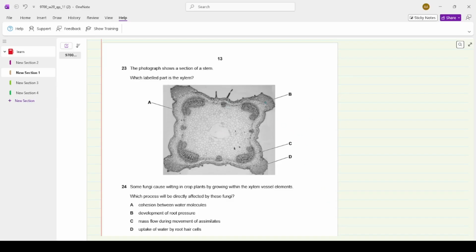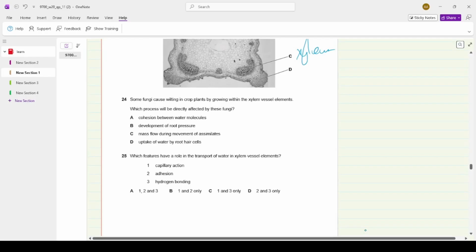Number 23, the photograph shows a section of a stem which labeled part is a xylem. Okay, so we know that this will be the xylem. So the best answer here was C, as for the xylem. That was a little bit easier. The number 24, some fungi cause wilting in crop plants by growing within the xylem vessel elements. Which process will be directly affected by these fungi?